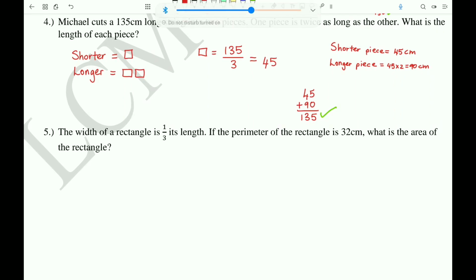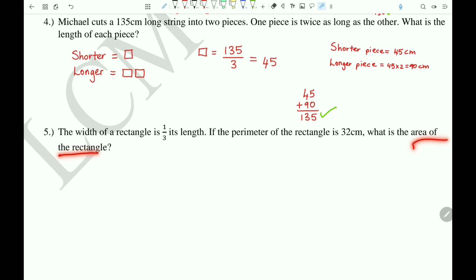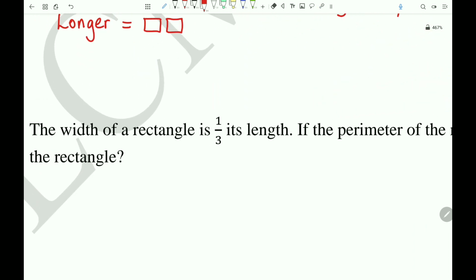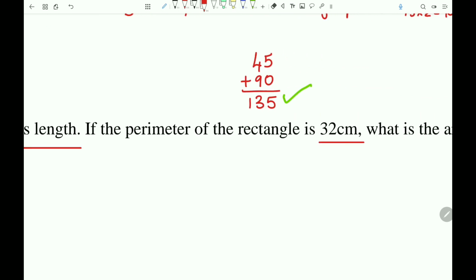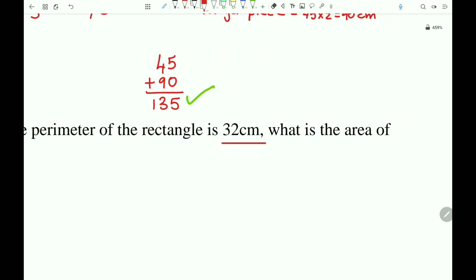So question 5 says, the width of a rectangle is 1/3 its length. If the perimeter of the rectangle is 32 centimeters, what is the area of the rectangle? Okay, so 3 pieces of information. The width is 1/3 of its length. The perimeter is 32 centimeters. And what they ask for is the area of the rectangle.